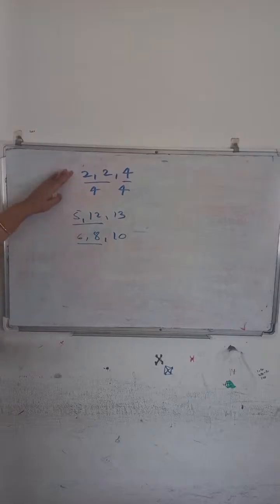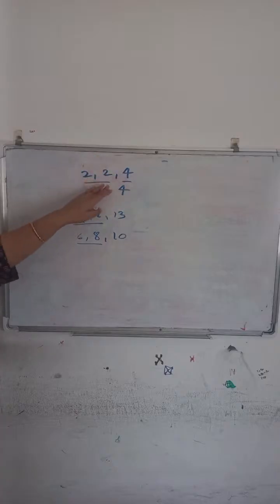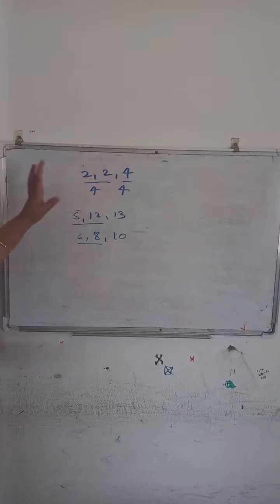Only in the first case, the sum of the two sides is equal to the third side, so this is not possible. With this option we cannot draw the triangle. So option A is the correct option over here. Are you getting this?